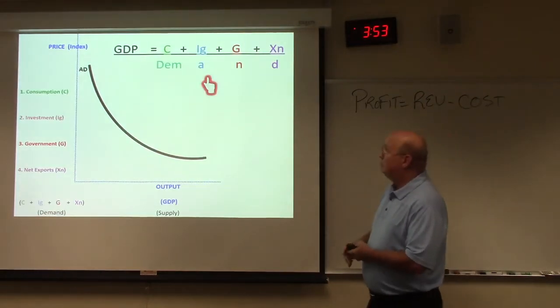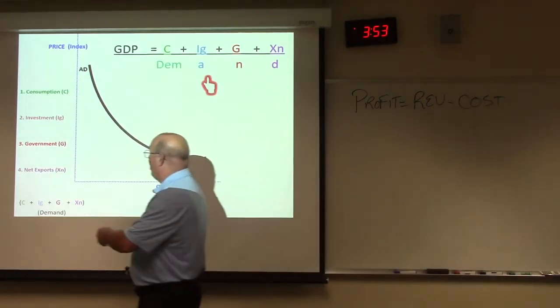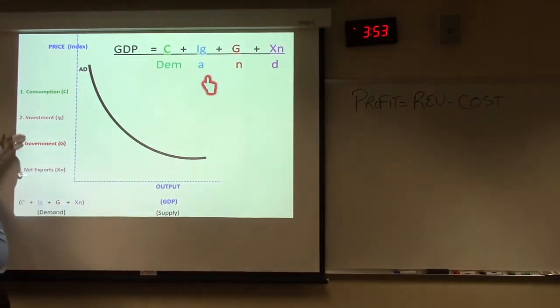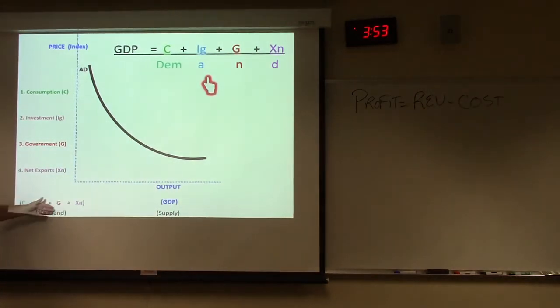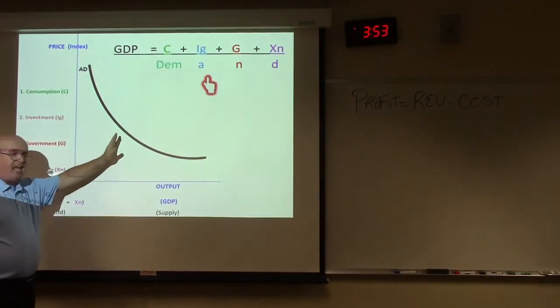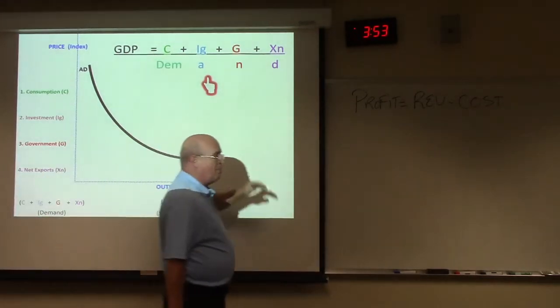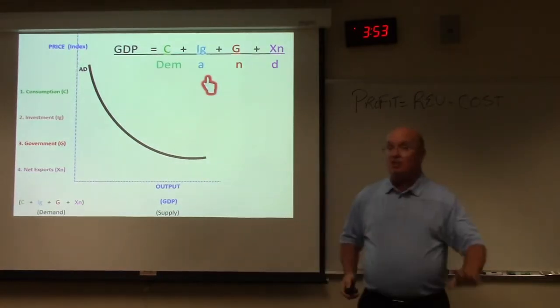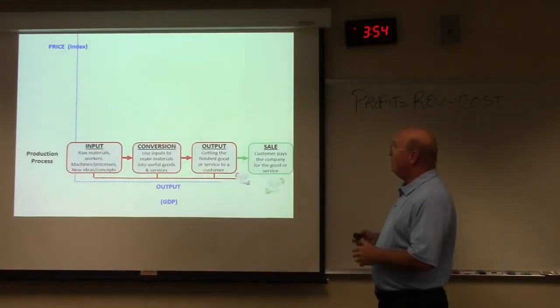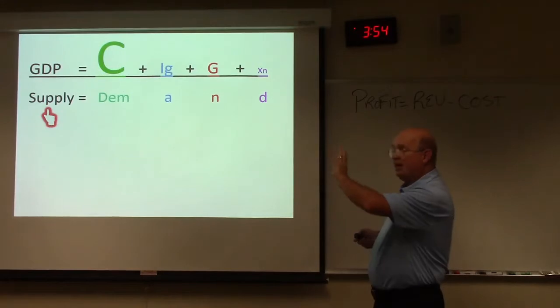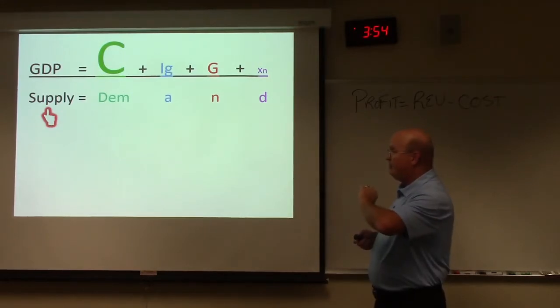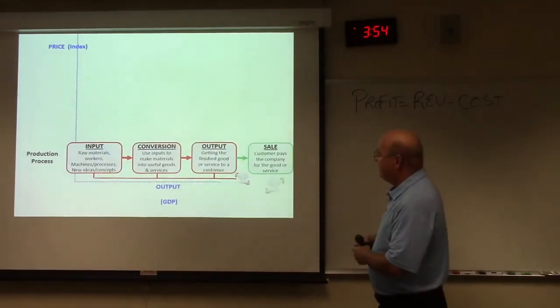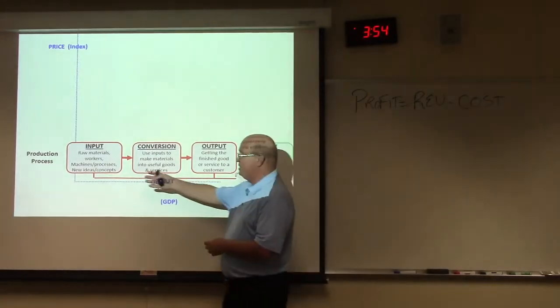So, we went through the 4 parts of demand. We went through these 4 in our expenditures formula to shift the aggregate demand curve. Now, the supply curve, it's harder to shift, but it's a little bit easier to follow. Because supply, remember, we're still looking at this production process.